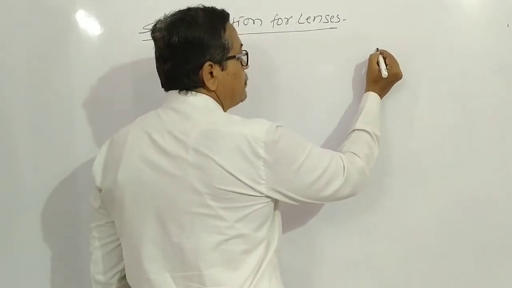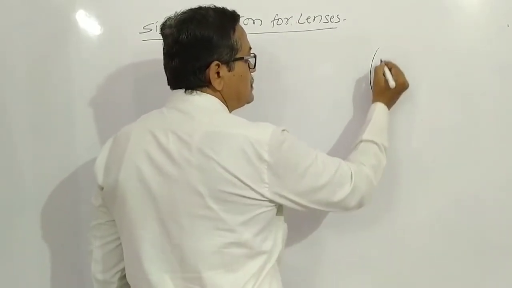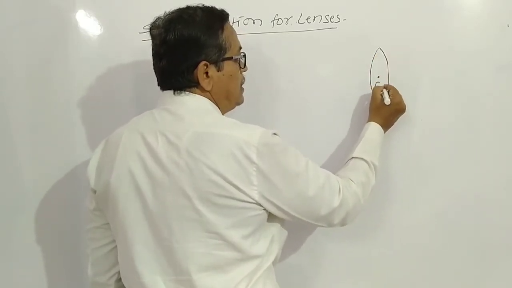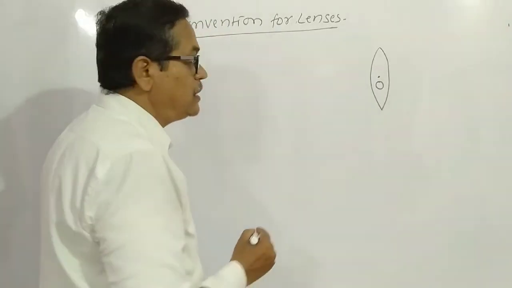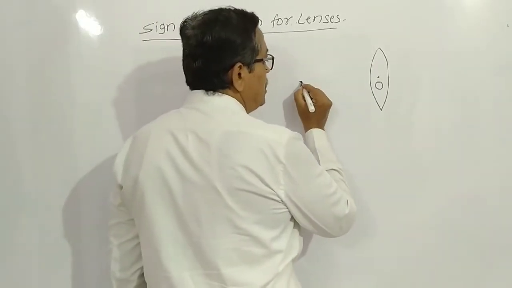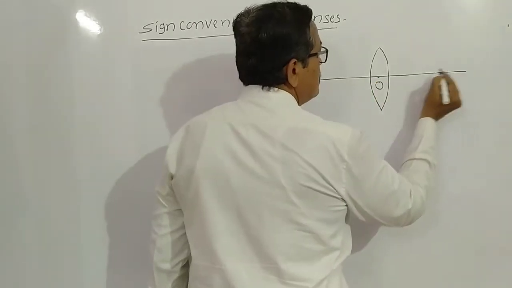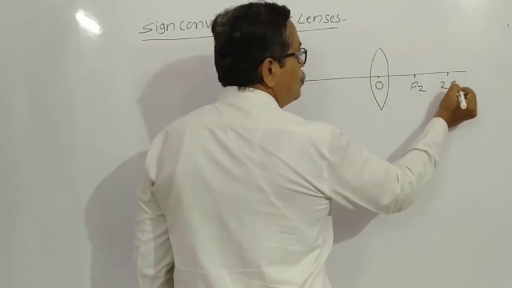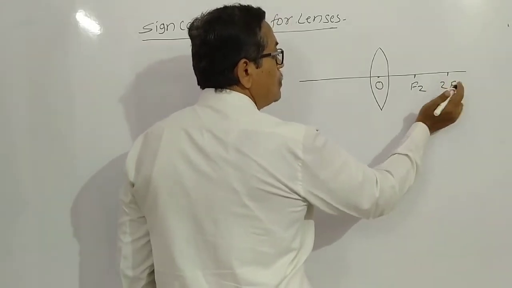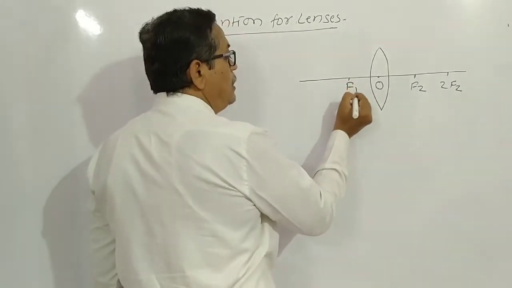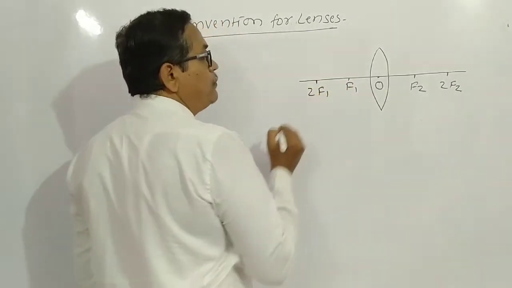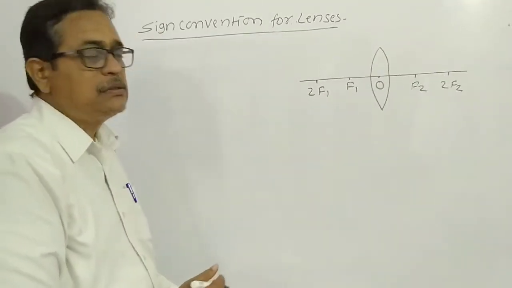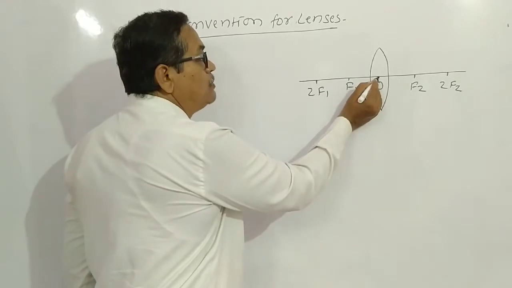Dear student, look here. That is a convex lens. Here is the optical center O, and then you know that is the principal axis. Here F2, then 2F2, here F1 and 2F1.